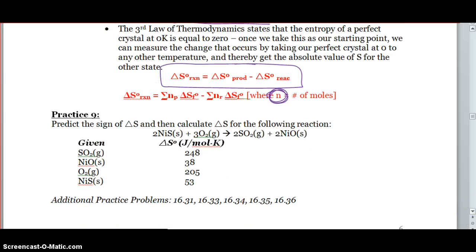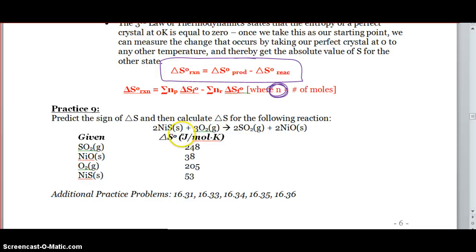So the first practice they give us asks us to predict, and so here we've got 2 moles of a solid and 3 moles of a gas, forming 2 moles of a gas and 2 moles of a solid. So if you think about it this way, these two cancel each other out because you have 2 moles of solid. So really what we have is 3 moles of gas going to 2 moles of gas. And so we would predict that the product side has less disorder. So we would predict that our delta S for this reaction would be negative because disorder is decreasing.